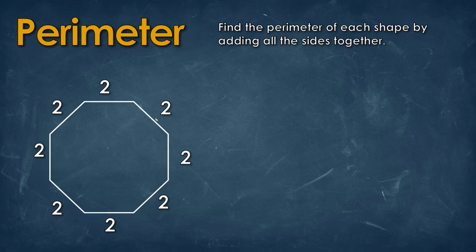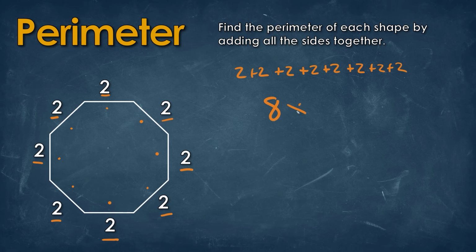Now let's take a look at this object. Let's see how many sides it has. It has 1, 2, 3, 4, 5, 6, 7, 8. Now if we remember, an 8-sided object is called an octagon. And each one of these sides is equal to the same number, which is 2. So we have 2 plus 2 plus 2 plus 2 plus 2 plus 2 plus 2 plus 2. We have 8 2's. Another way to see it is we have 8 sides times a length of 2, which is going to give us 16. 8 times 2 is 16.